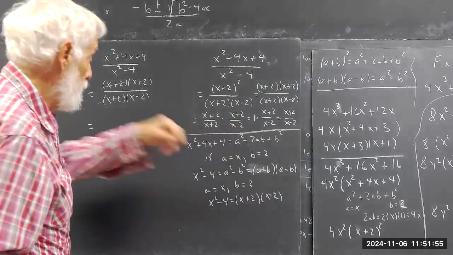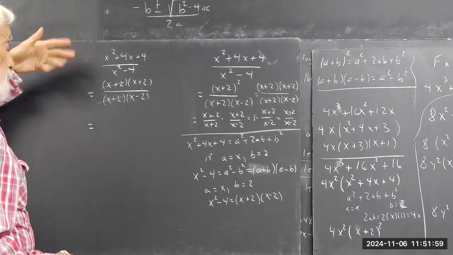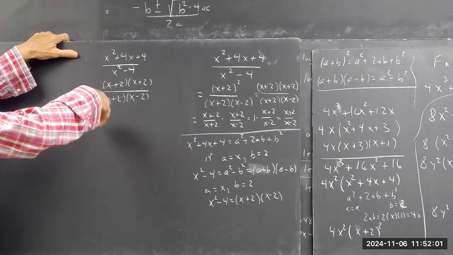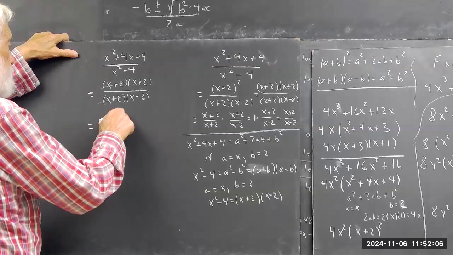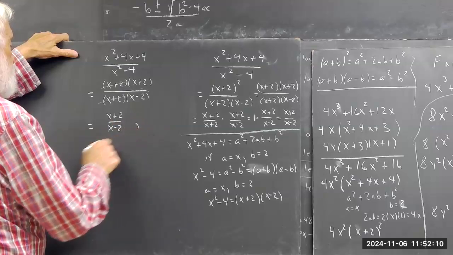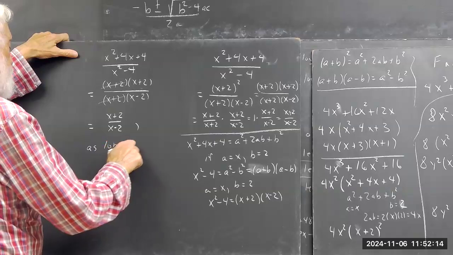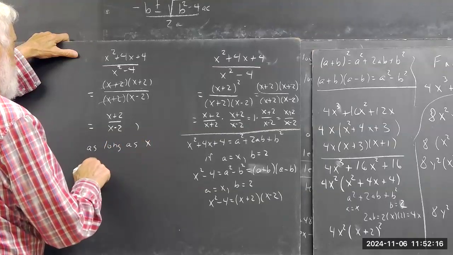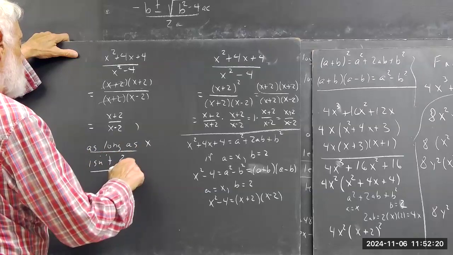I prefer to see you write things out like this. But then you can say, okay, it's equivalent to canceling. So now I've got a factor of the numerator, a factor of the denominator, and it works. Anyhow, that comes out x plus 2 over x minus 2, as long as x isn't 2.